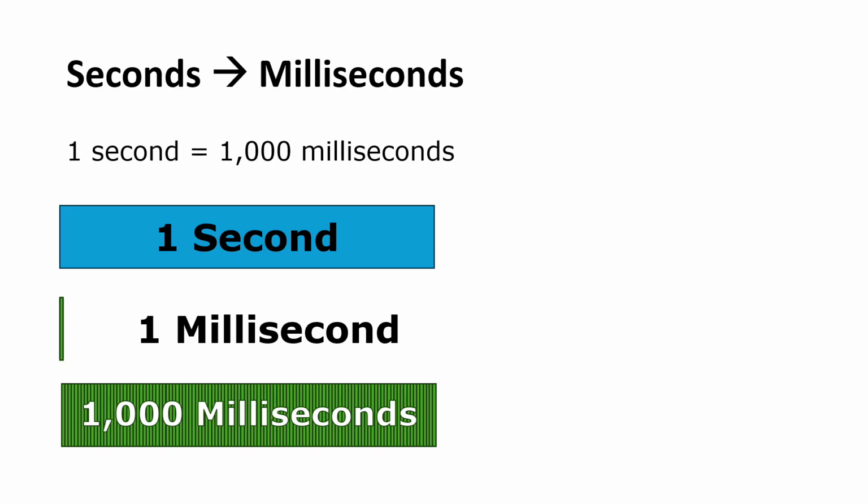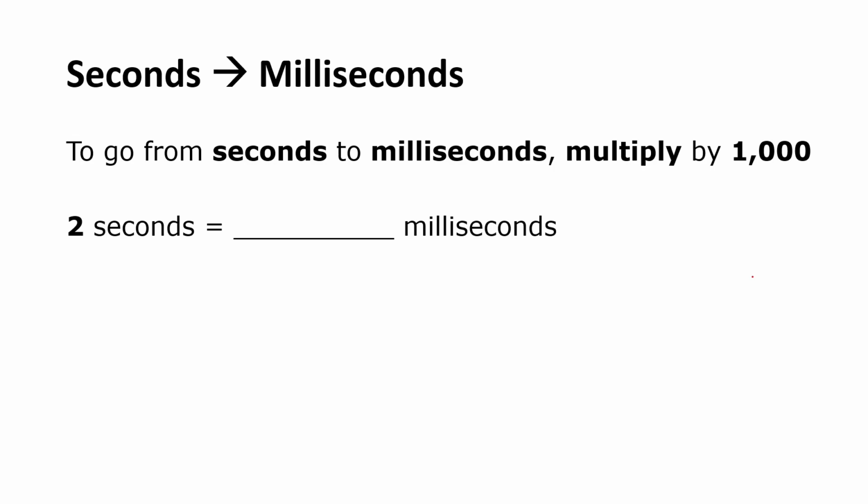So here we can see that this is the length of 1 second. This is the length of 1 millisecond, which is much smaller than 1 second. So it would take us 1,000 milliseconds to get 1 second. So how do we get from seconds to milliseconds? You have to multiply it by 1,000.